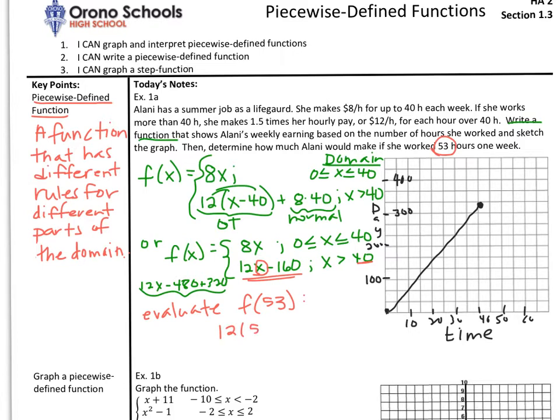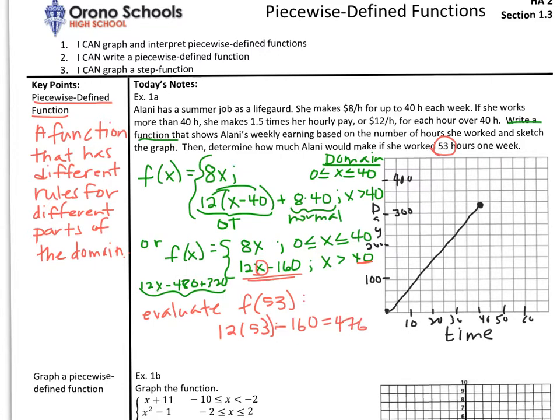12 times 53. I don't know why I put equals there. That doesn't make sense. Sorry. Don't put that equals there. And then minus 160. 12 times 53 minus 160 would be 476. So now let's approximate that location on the graph.